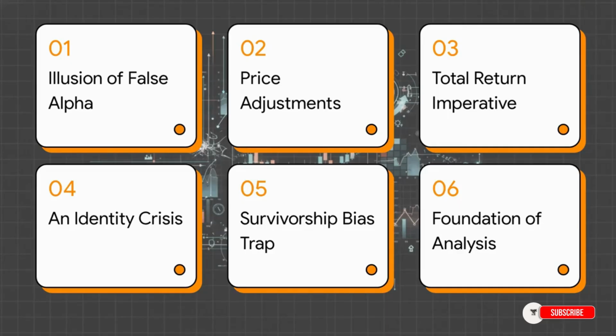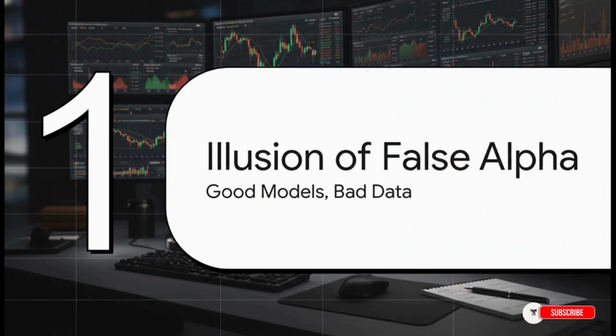All right, here's our game plan. We're going to start with the main problem, what we call false alpha. Then we'll go through the culprits one by one, everything from simple price adjustments to trickier issues like security identity and the really big one, survivorship bias. By the end, you'll see how these little details are actually the foundation of any real financial analysis. So let's just jump right in with the single most important question.